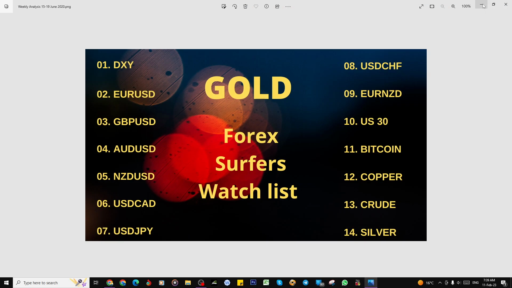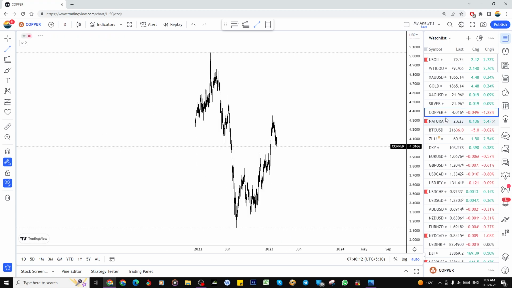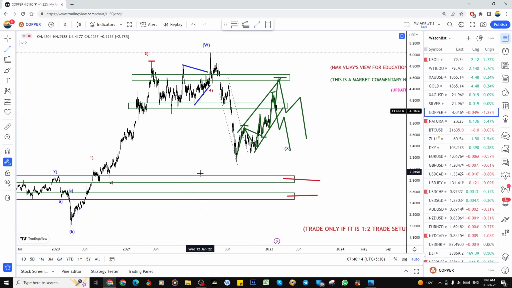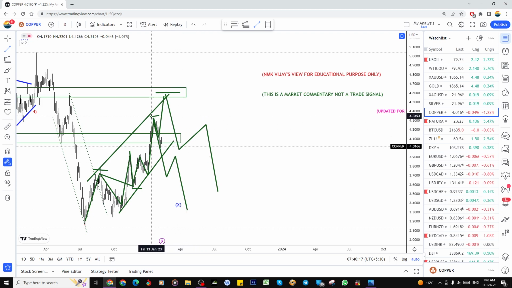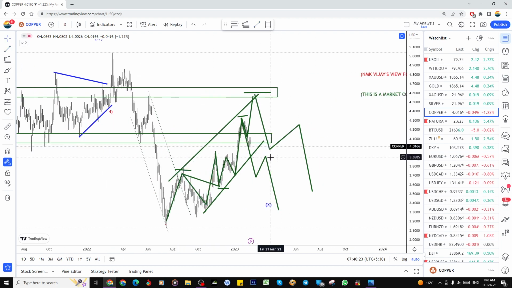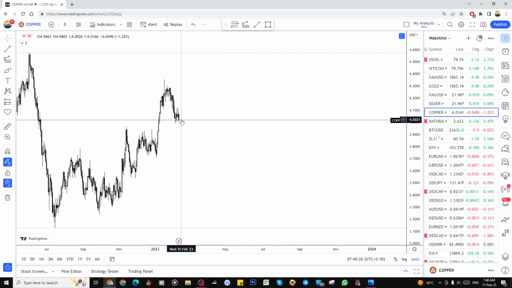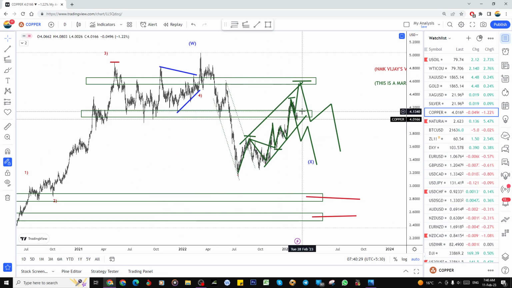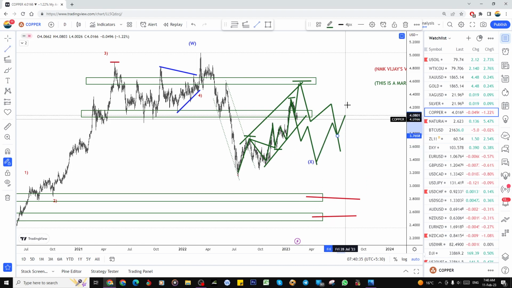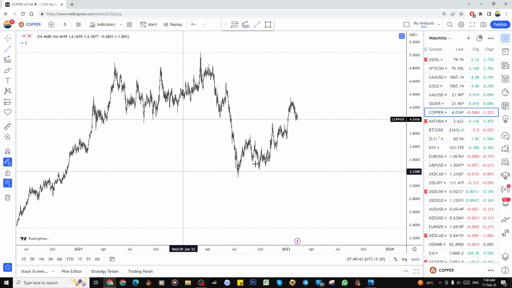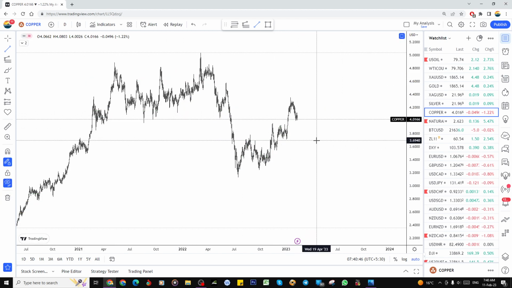So let's move on to copper. Look at this. Whether from here it is going to do like this, or from here it can go, but it's failed now. So now I'm looking for that downtrend. Either this could be bigger, and from here again one more three-wave structure, or from here it can go for the three-wave structure, anything. So I'm looking for the downtrend. That's it. Simple. 1, 2, 3 is completed.